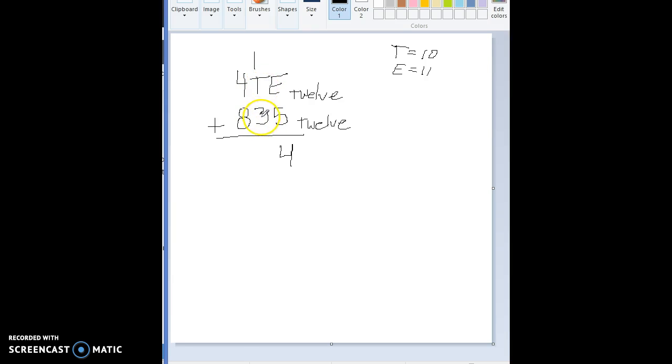So I move over to my 12s, or my longs. I've got 10, 13, 14. So again, I am going to take 12 of those 14 and make a flat. And that will leave me with 2 left. And now I've got 12, 13 flats. So I'm going to take 12 of those and make a block. And since I had 13 and I used 12 of them, I have 1 left. And I have that 1. So my answer is 1124, base 12.